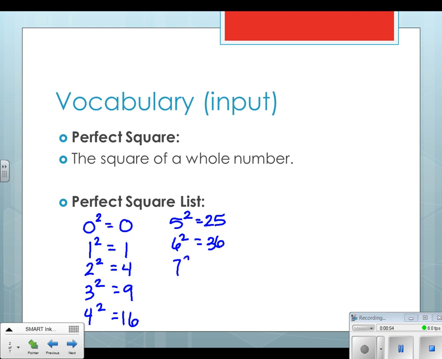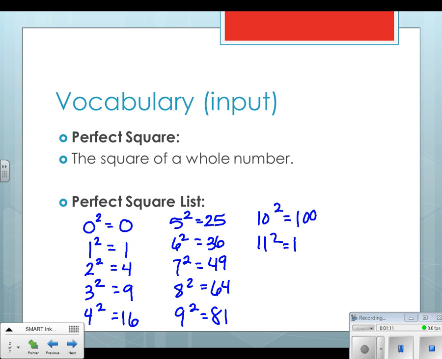We'll keep going here. 7 squared, 8 squared, 9 squared, 10, 11, 12, 13 squared, 14 squared.